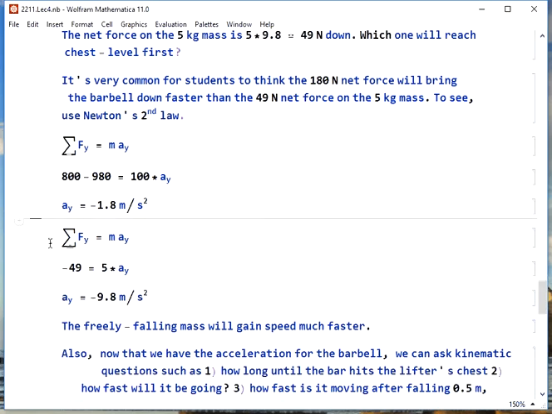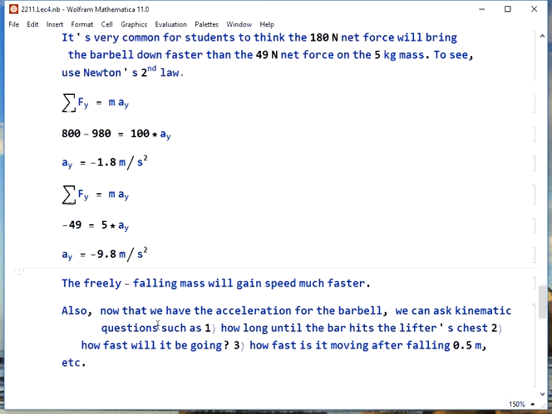For the 5 kilogram mass, on the other hand, we go through the same process and we find, unsurprisingly, the downward acceleration is negative 9.8 meters per second squared. So the freely falling mass gains speed much faster.